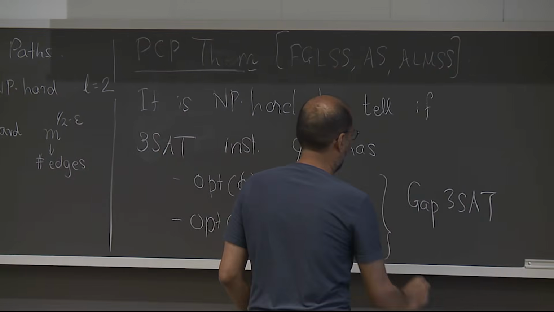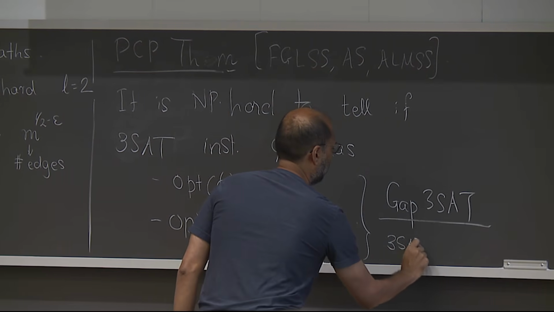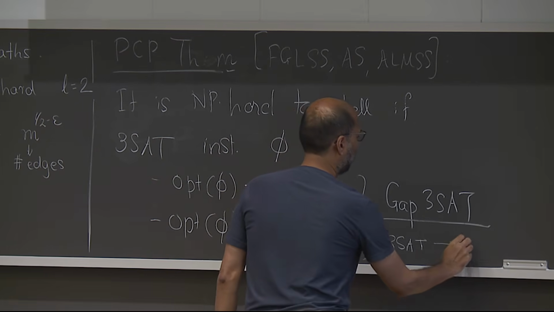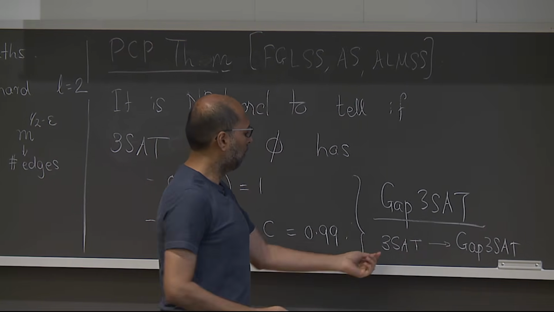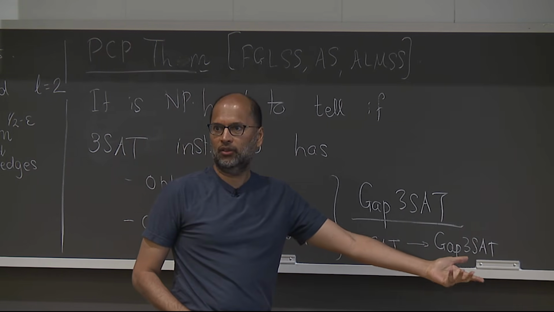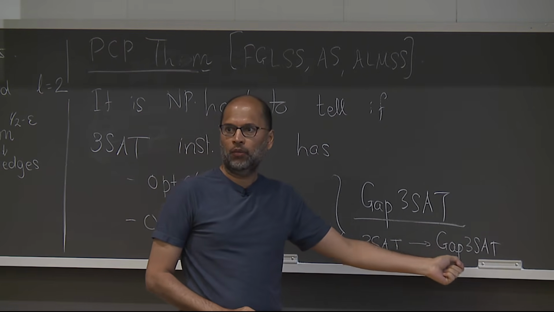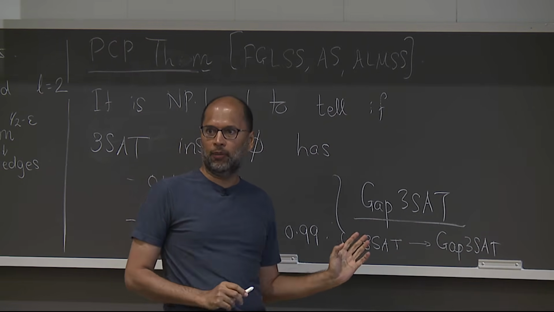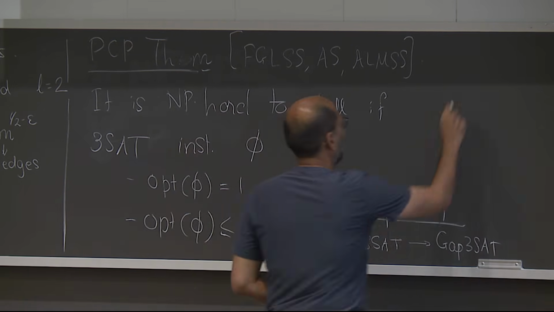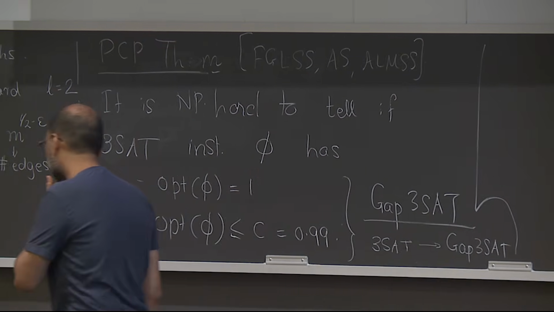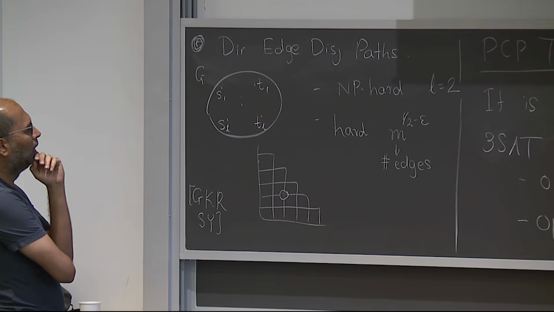Now, just to emphasize, in other words, there is a reduction from 3-SAT to gap 3-SAT, right? And this reduction would map one formula to another formula, but with the property that if the original formula is satisfiable, the new one is also satisfiable. Whereas if the original formula is unsatisfiable, the new formula is highly unsatisfiable, okay? So that's just yet another way of saying the same thing. And this is the famous PCP theorem.